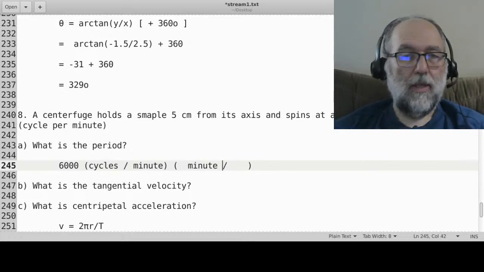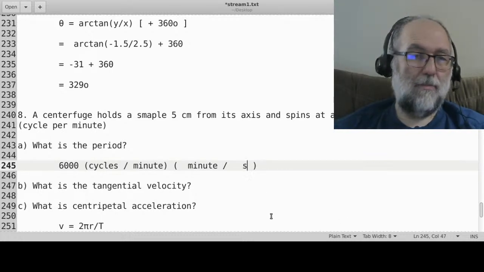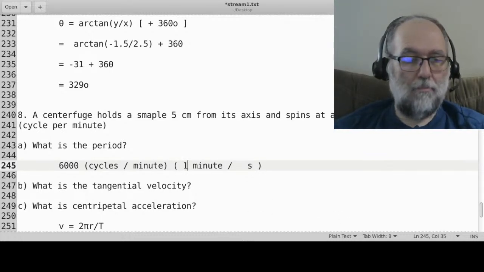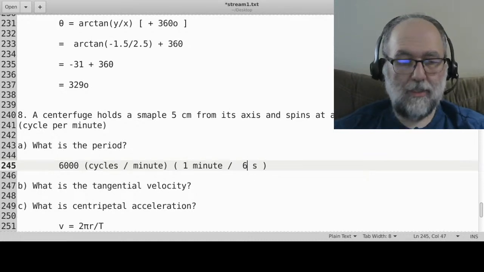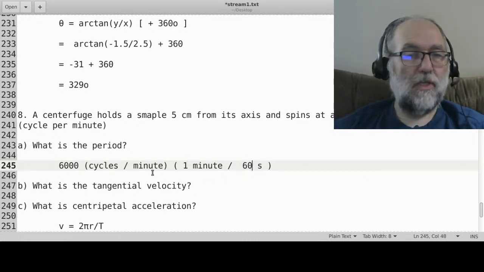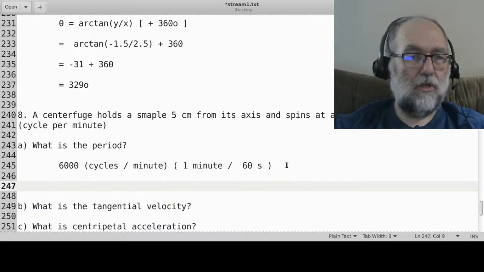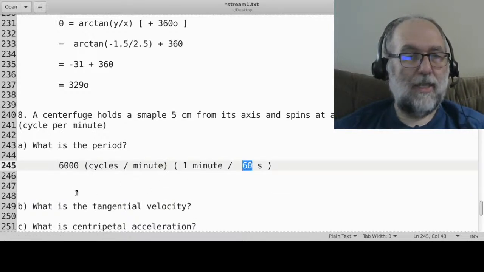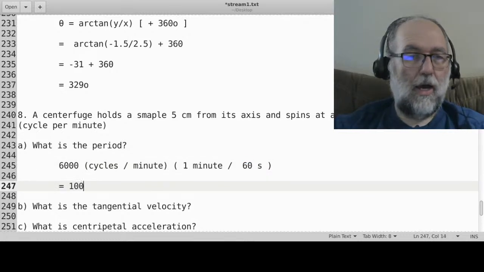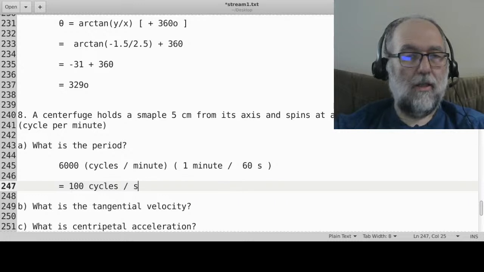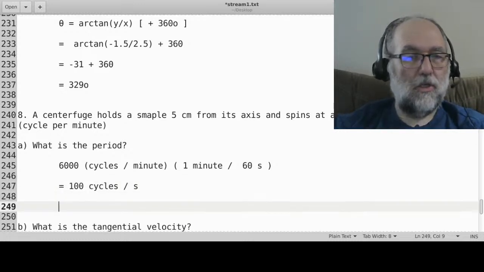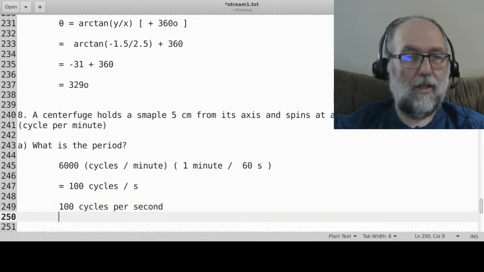Okay, minute. And then of course we want to go to seconds, so we'll put the seconds in the denominator, and you know that 1 minute is equal to 60 seconds. So there you go, that converts it. So what does this now turn out to be? Well, 6,000 divided by 60 is equal to 100 cycles per second. All right, so you can even write it in English, 100 cycles per second.